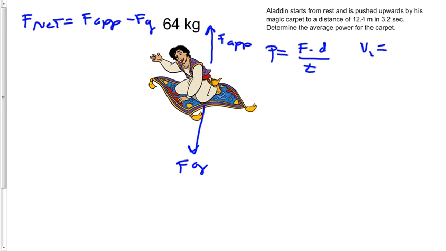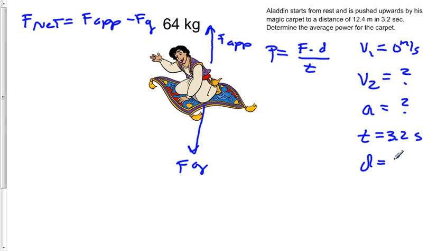Velocity 1, of course, is equal to 0 meters per second. Velocity 2 is not known, and we probably will not need to know that. Acceleration is a question mark, and I'm going to need to know that because I need that for my force net equation. Time is given to be 3.2 seconds, and distance provided of 12.4 meters. So then I will apply the equation that does not need velocity 2, and that is my d equals v1t plus 1/2 at squared equation.